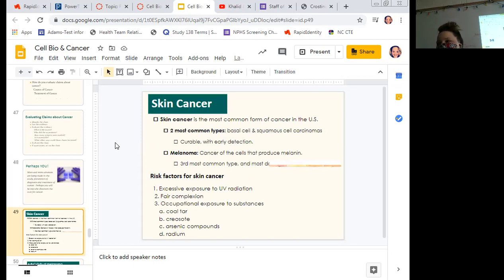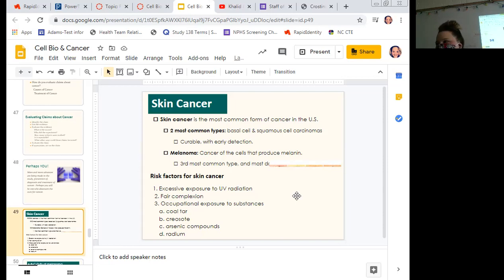Melanoma is the 3rd most common, and it's also the most dangerous. Everybody say melanoma. Melanoma is the most dangerous. It's cancer of the cells that produce melanin. Melanin gives us our what?